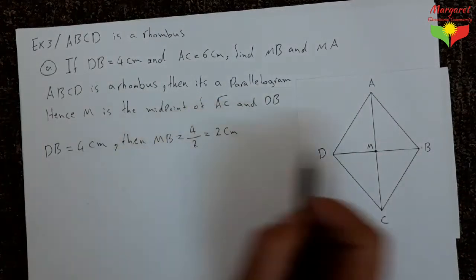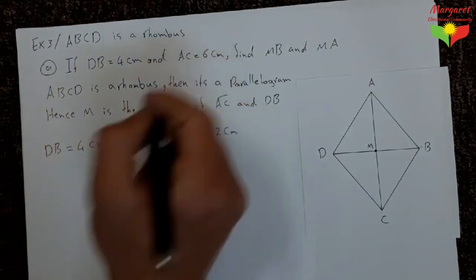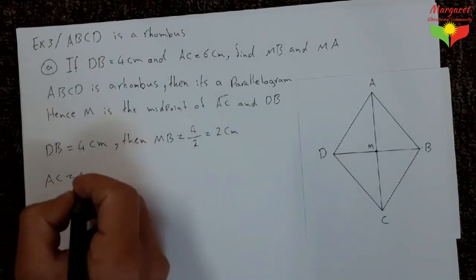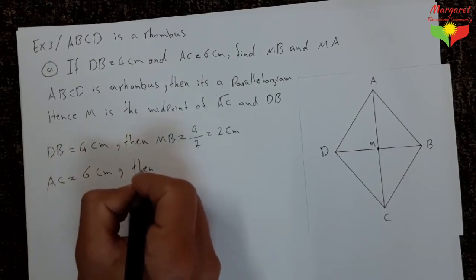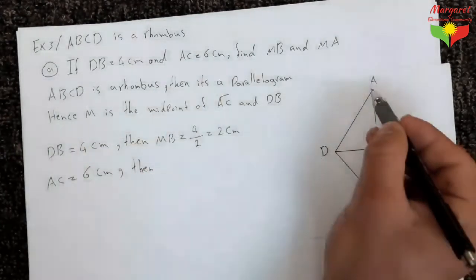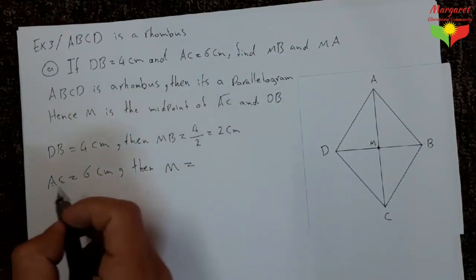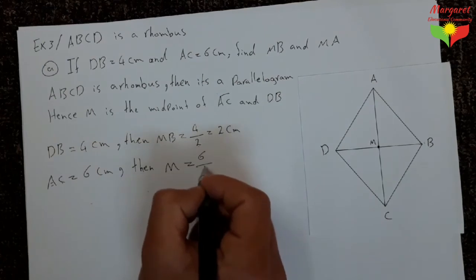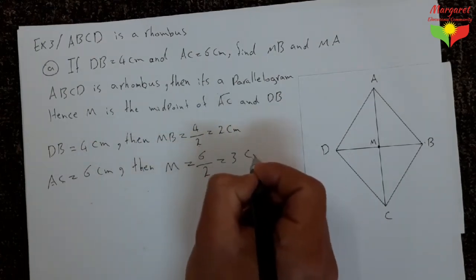And since AC equal to 6 centimeters, then MA equal to AC divided by 2 equal to 6 divided by 2 equal to 3 centimeters.